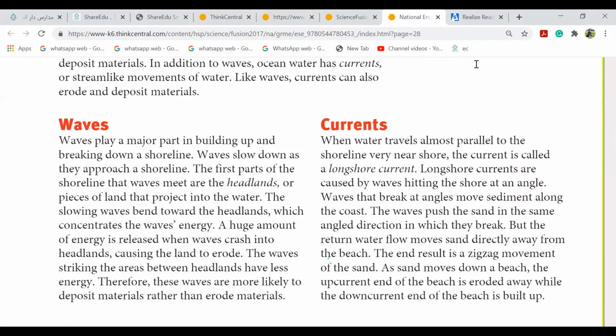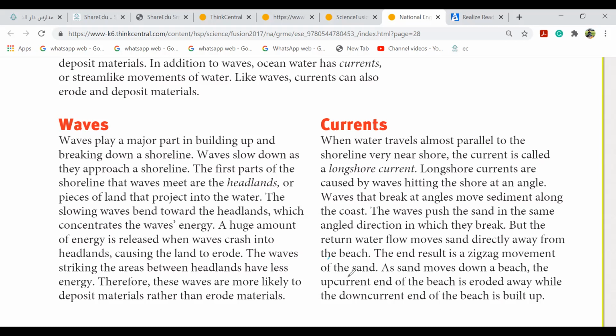Waves play a major part in building up and breaking down a shoreline. Waves slow down as they approach a shoreline. When the waves come to the shore, they're not that powerful as you see after some distance. The first parts of the shoreline that waves meet are headlands, or pieces of land that project into water. Now, what is a current? When water travels almost parallel to the shoreline, the current is called a longshore current. Again, these two are not very important.